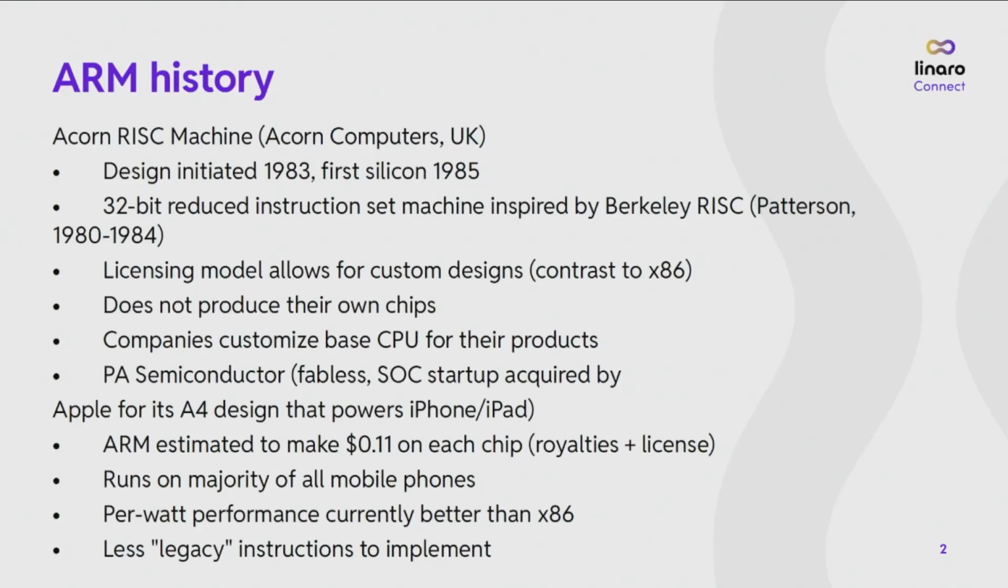At the beginning, I want to introduce a little bit about ARM, but you may already know the ARM history. It was established as the Acorn RISC Machine in the UK. Design initiated in 1983, first silicon 1985, a 32-bit reduced instruction set machine inspired by Berkeley RISC.